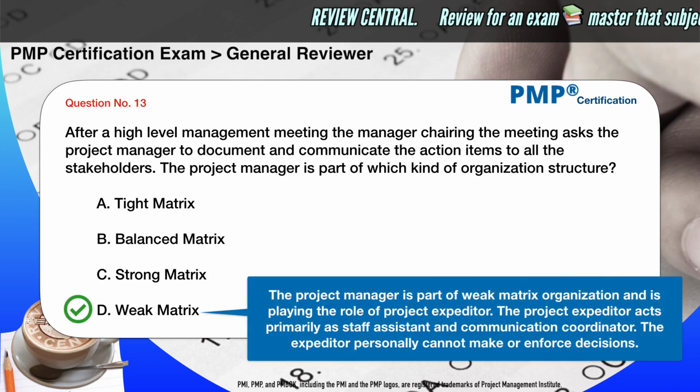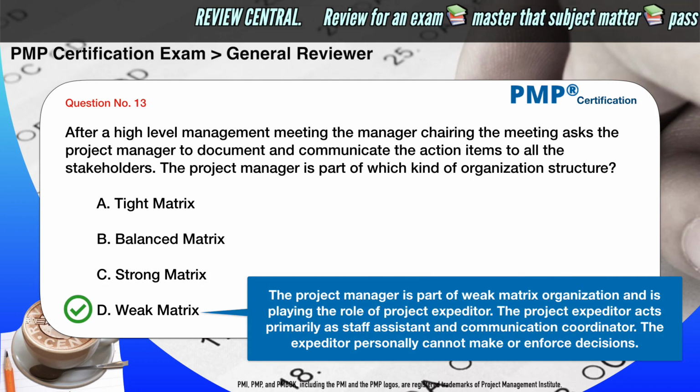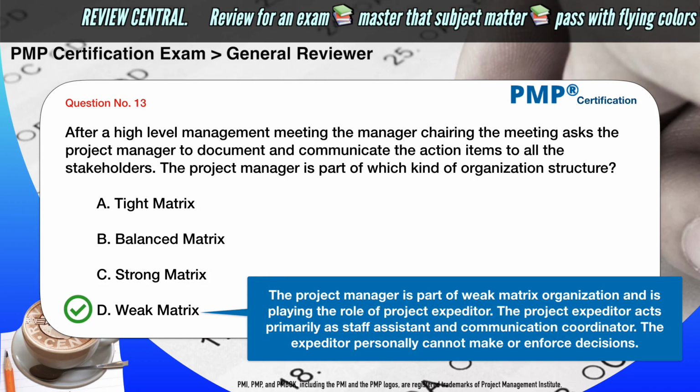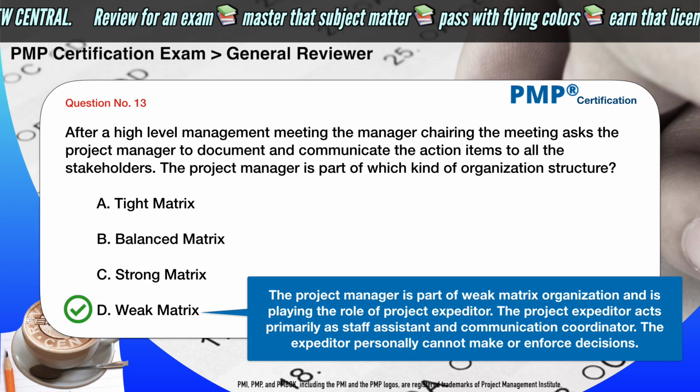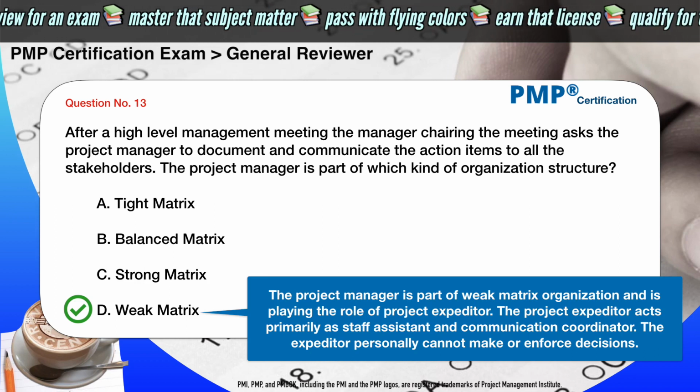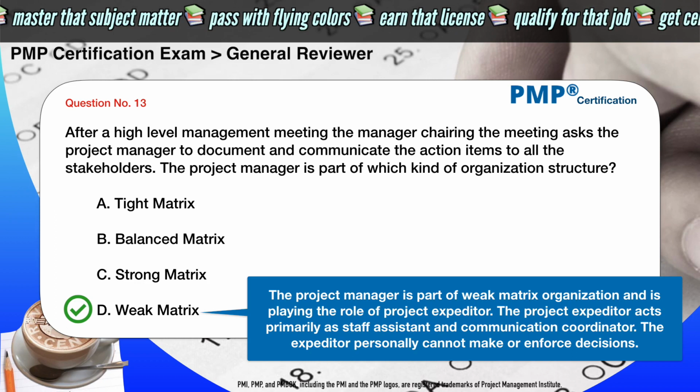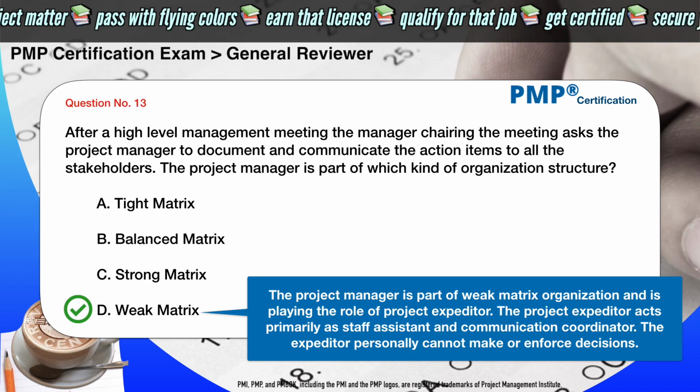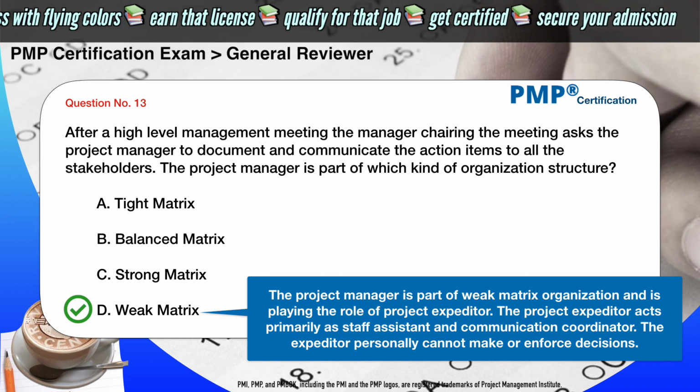The correct answer is D. Weak matrix. The project manager is part of a weak matrix organization and is playing the role of project expediter. The project expediter acts primarily as a staff assistant and communication coordinator. The expediter personally cannot make or enforce decisions.